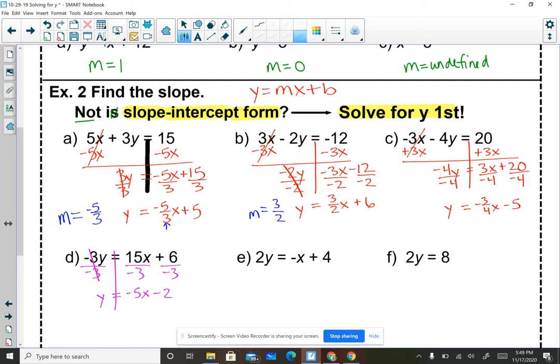So what is our slope in this case? Our slope is negative 5. Right there, multiplied to our x. Okay, so look, it wasn't 15. It's negative 5. So we have to be able to solve for y.